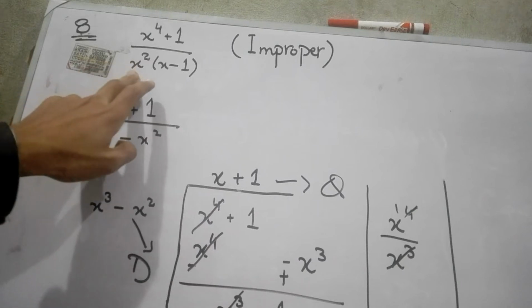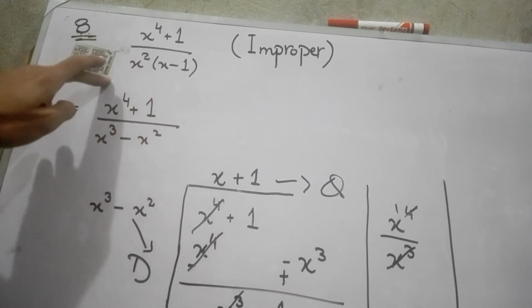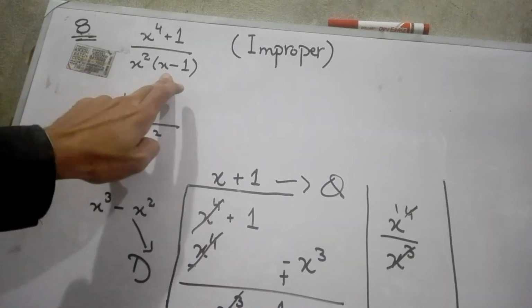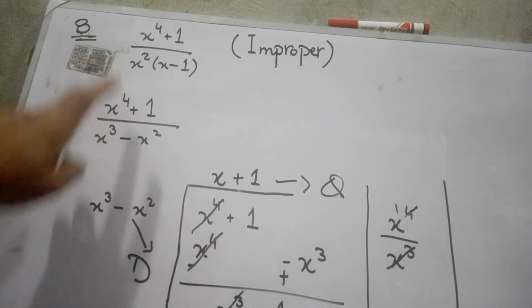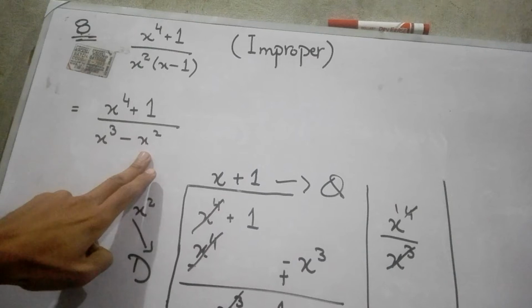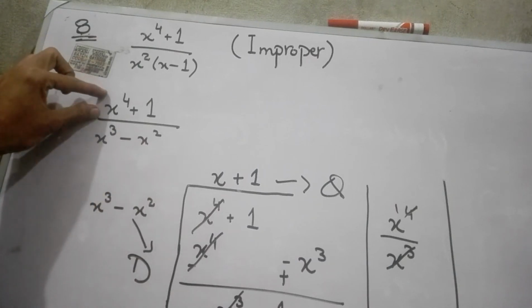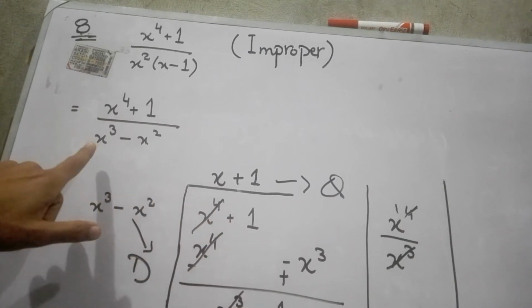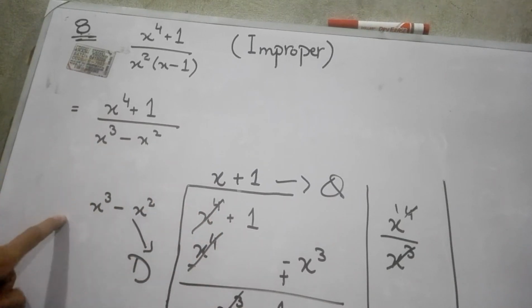For this, multiply the denominator factors. The numerator will remain as it is, x^4 + 1. Now multiply them: x^2 times x is x^3, and x^2 times minus 1 is minus x^2. Now divide them. Put x^4 + 1, the numerator, in place of the dividend, and write x^3 minus x^2 in place of the divisor.